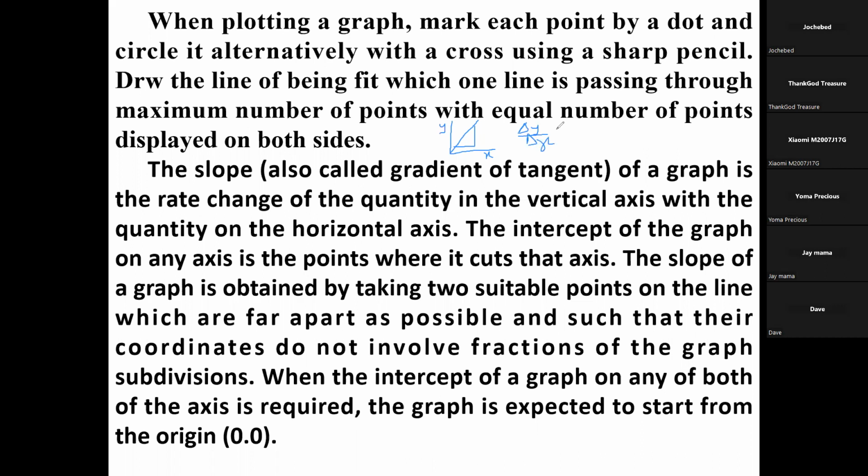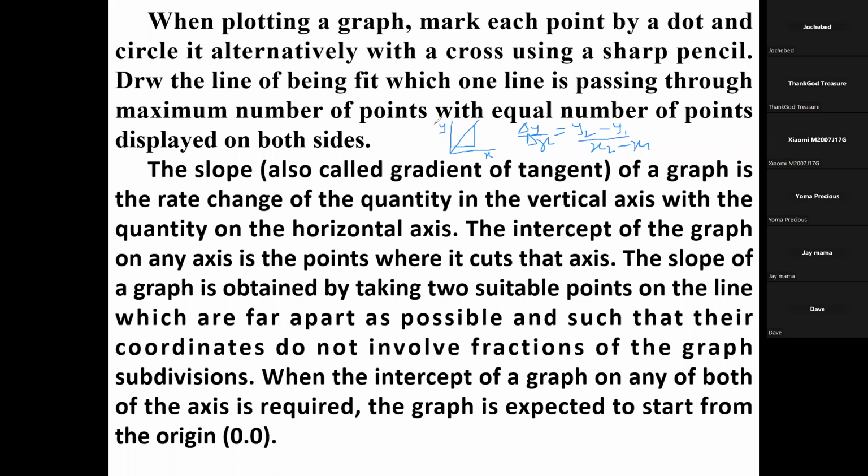And in physics, we say change in such a value simply means y2 minus y1, divided by x2 minus x1. That's how we calculate our slope.